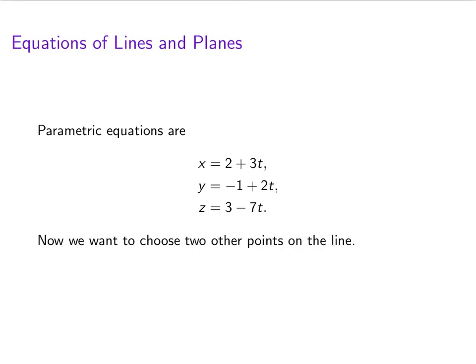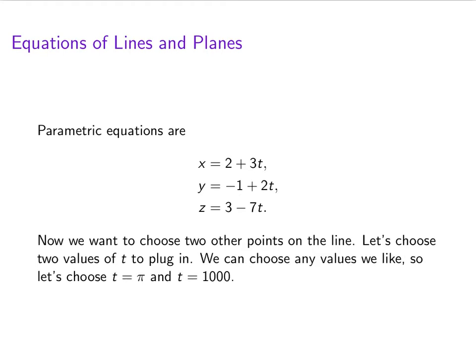Now let's choose 2 other points on the line. What we'll do is pick 2 values of t to plug in, and we can pick any values we like. So let's choose t equals pi and t equals 1,000. They could be anything. I actually don't want to pick 0. If we plug in t equals 0, we'll just get the point P, which we already have. And I don't want to pick t equals 1, because that's going to give us the point Q, which we already have. So that's why I picked some crazy values of t.